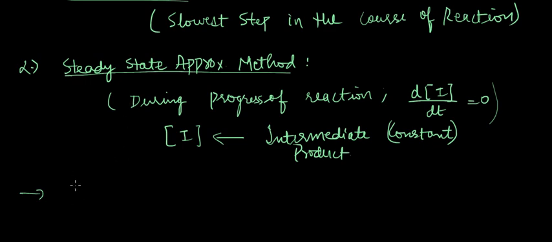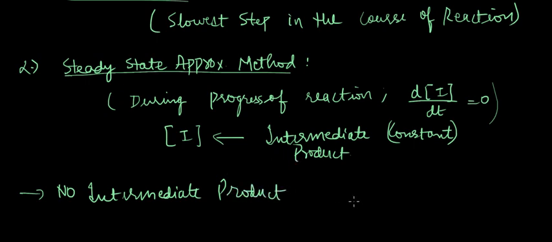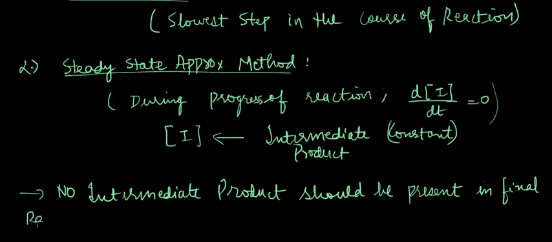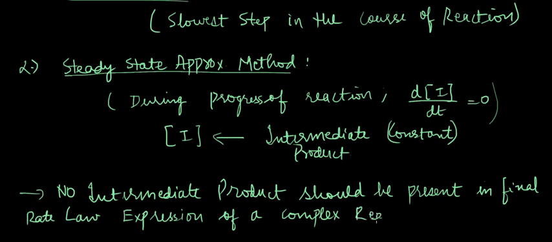So some notes here: no intermediate product should be present in the final rate law expression of a complex reaction.